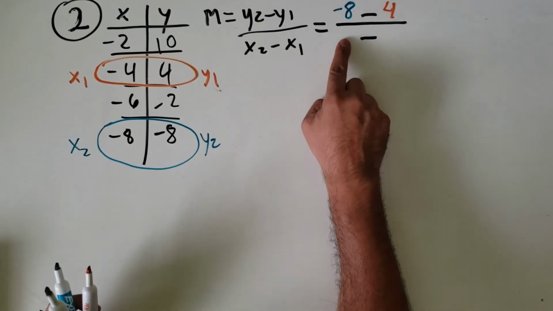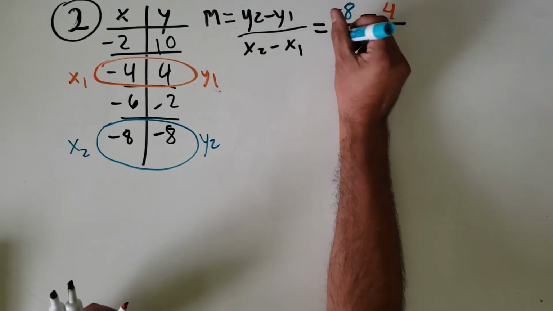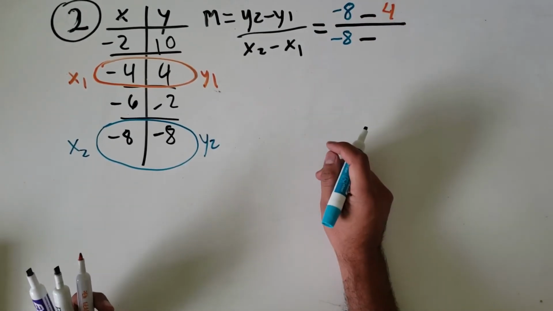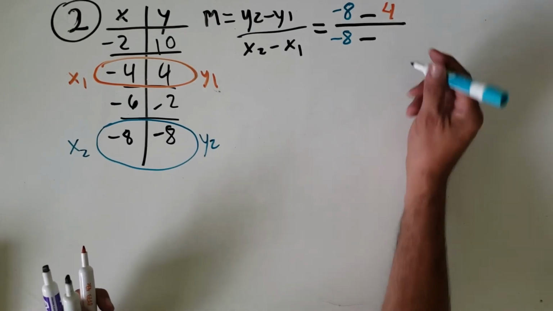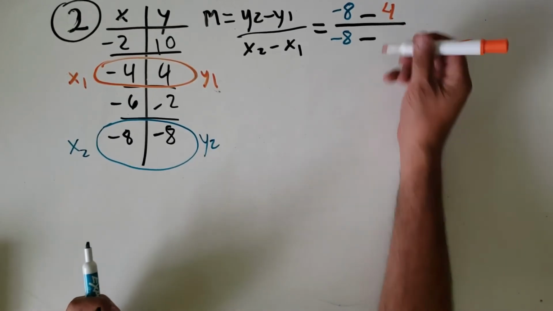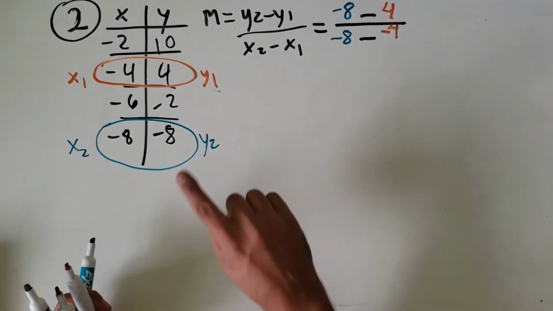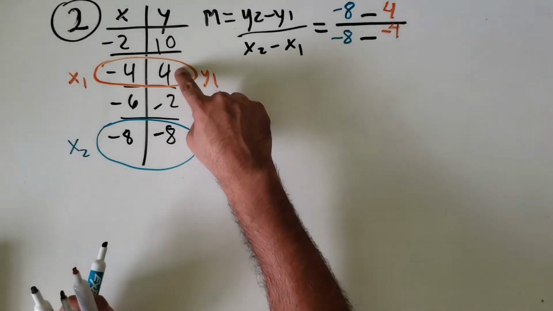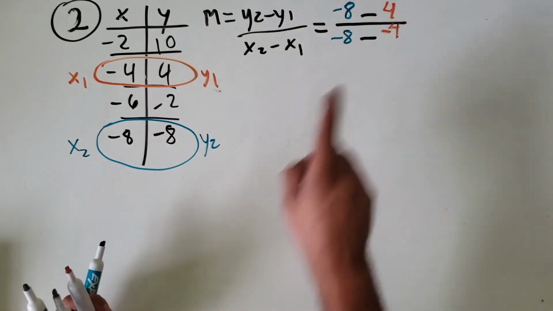Down here, this should be a turquoise because it's x2, so that is a -8 in turquoise. And my x1 goes right here, and it is a -4 in orange. Okay. So my colors do match, so it should be right. It's y2 minus y1, so that's right. And x2 minus x1, so that's right.